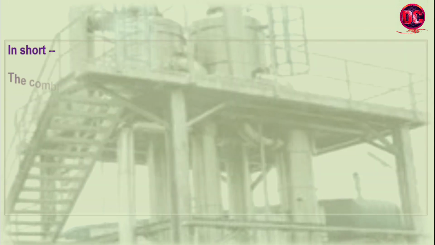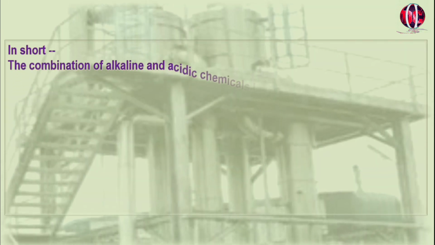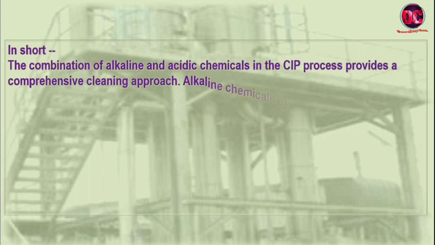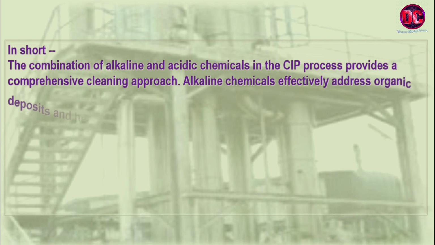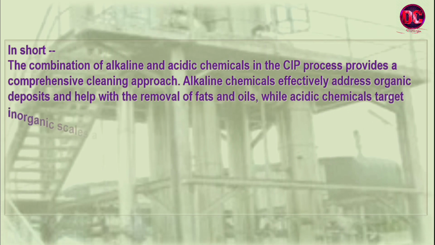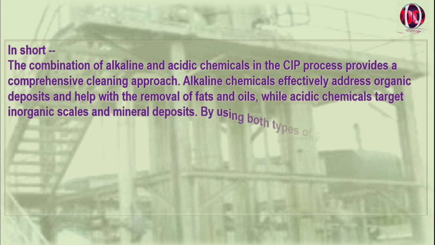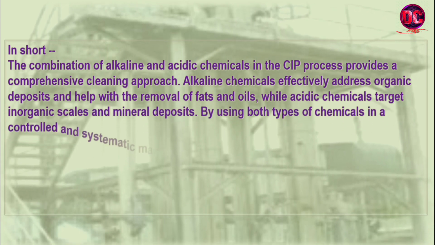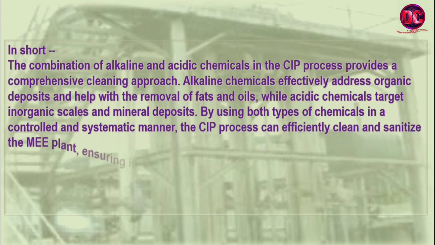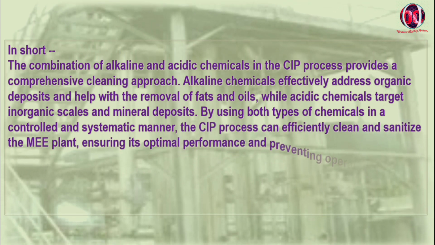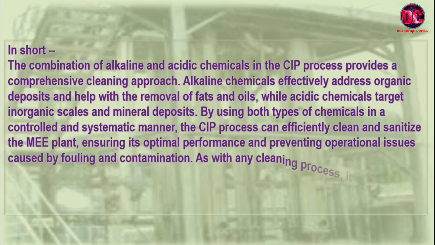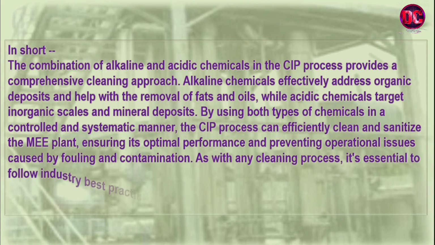In short, the combination of alkaline and acidic chemicals in the CIP process provides a comprehensive cleaning approach. Alkaline chemicals effectively address organic deposits and help with the removal of fats and oils, while acidic chemicals target inorganic scales and mineral deposits. By using both types of chemicals in a controlled and systematic manner, the CIP process can efficiently clean and sanitize the MEE plant, ensuring its optimal performance and preventing operational issues caused by fouling and contamination.